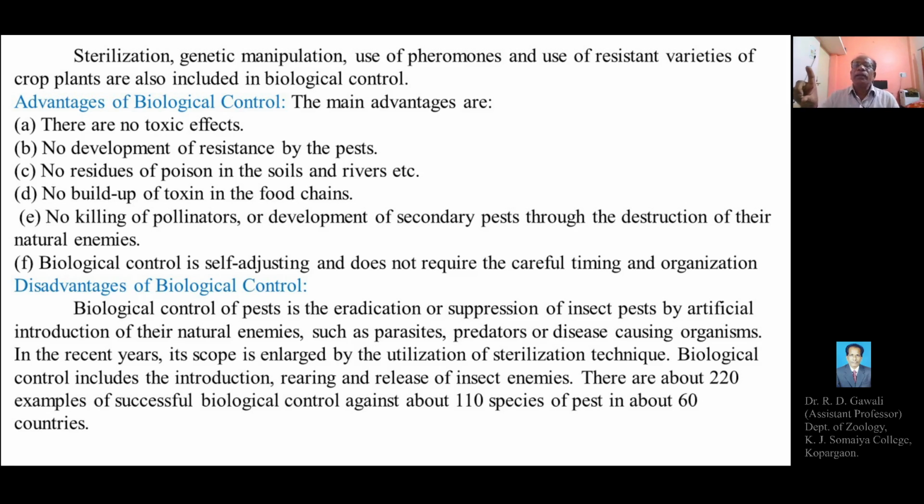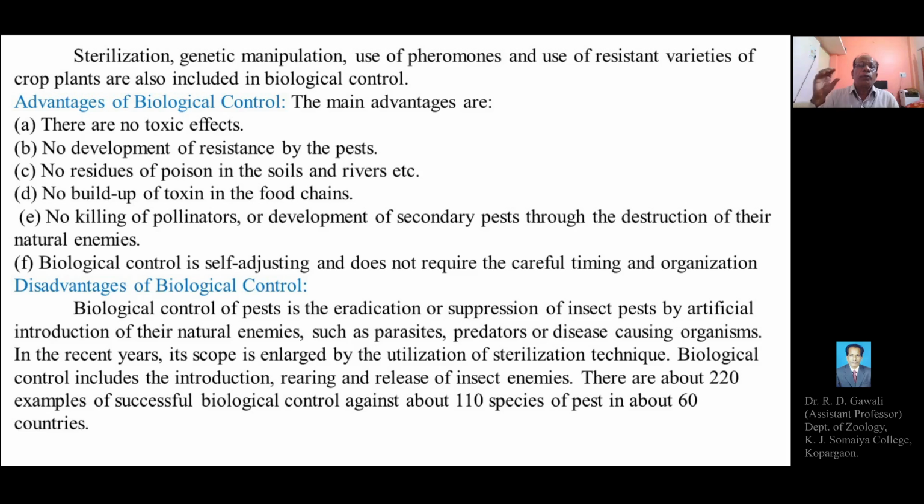Then we'll explain a little bit regarding the advantages of biological control. The main advantages are: there are no toxic effects. Secondly, no development of resistance by the pest. No residues of poison in the soils and rivers left. Means there is no chance of residues of the poisons remaining in the soil or water or river water.